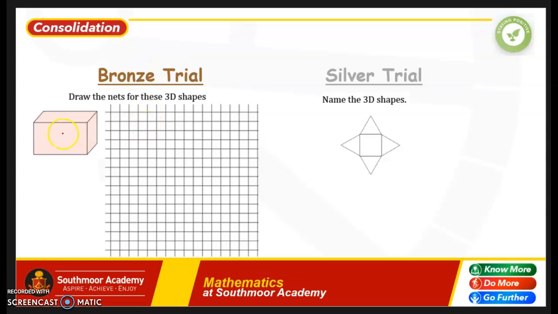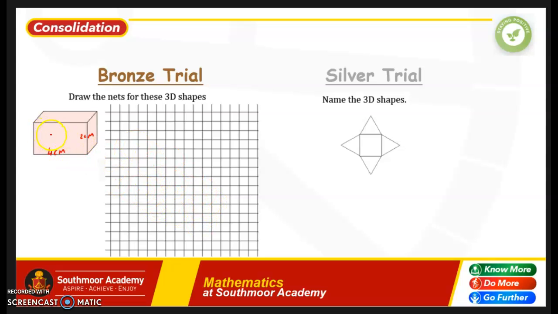Again, this time we've got a cuboid. I'm going to say that this is about 4 centimetres, so I'm going to give it 4 squares, and this will be 2 squares. Not accurate, but it's what I've said it's going to be.